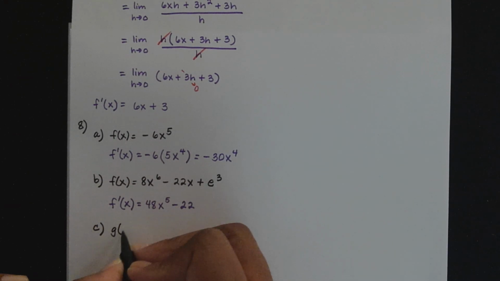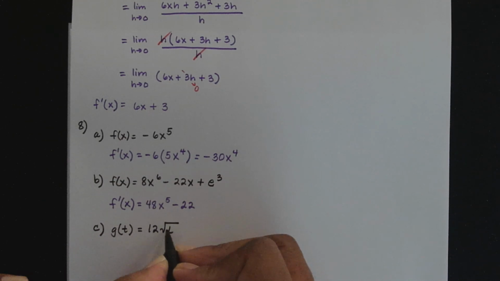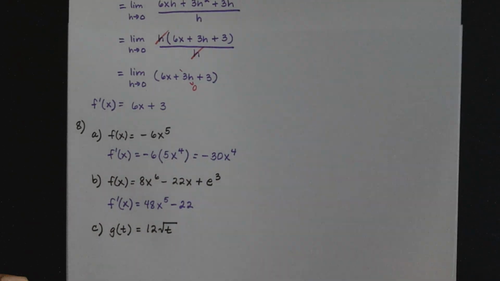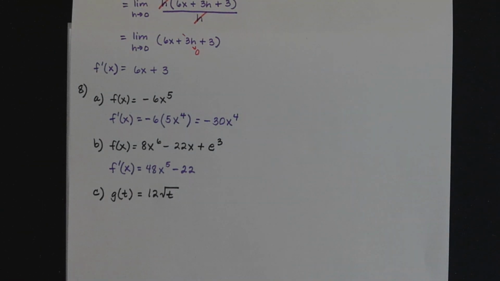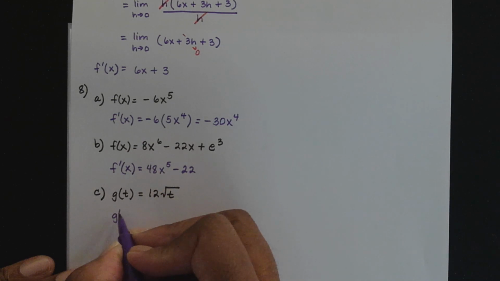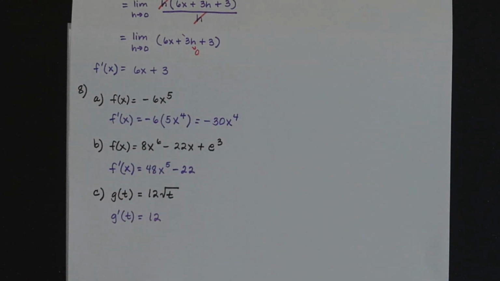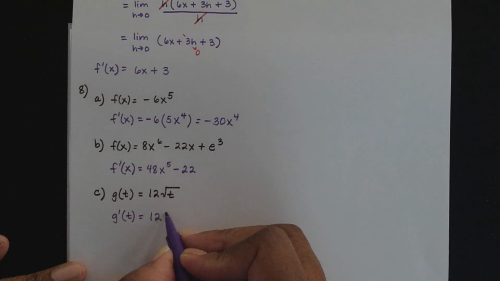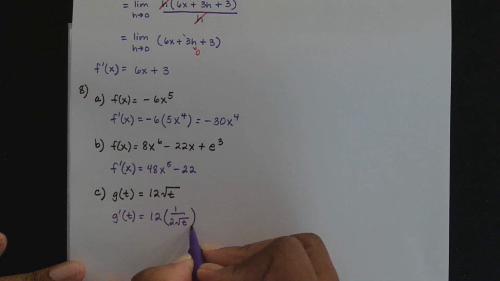Now, part C, we got g of t is equal to 12 times the square root of t. Okay, so g prime is this. Bring down the 12. Who remembers what the derivative of the square root of t is? 1 over 2 square root of t. Right. 1 over 2 square root of t.